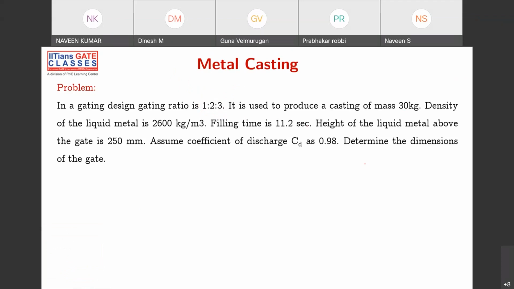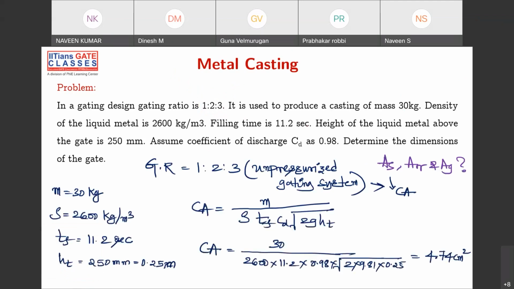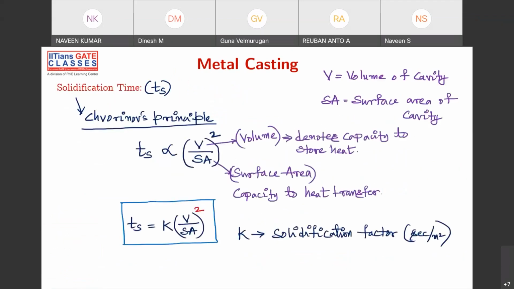You have to calculate choke area and all the things. You can just scan through the solution once you get the slides. I'm not solving it. Okay.